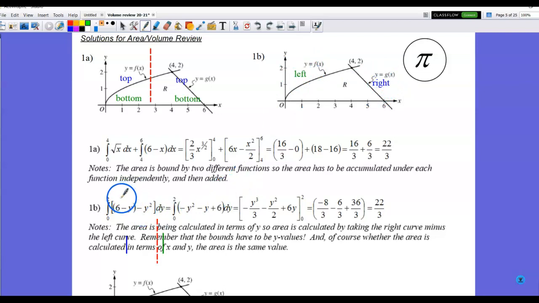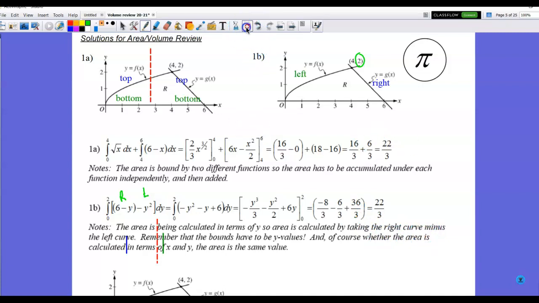So I have the right curve, which is the line, minus the left curve, which is the square root function, but in terms of y. The low y value is 0, and the high y value is 2. And then you can drop the parentheses and put it in descending order, do the power rule anti-differentiation, substitute, and evaluate. The area is being calculated in terms of y, so it's a right curve minus the left curve.